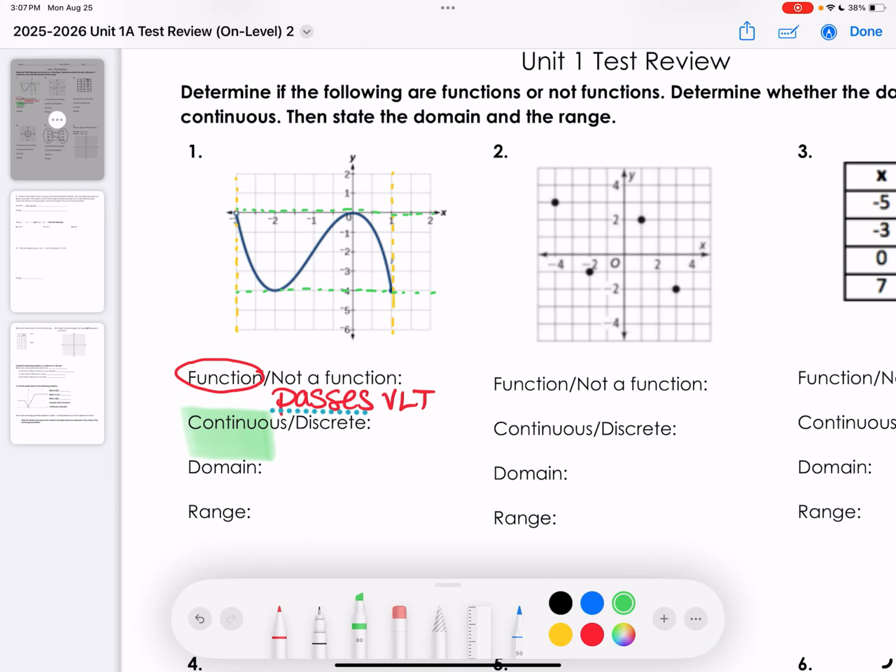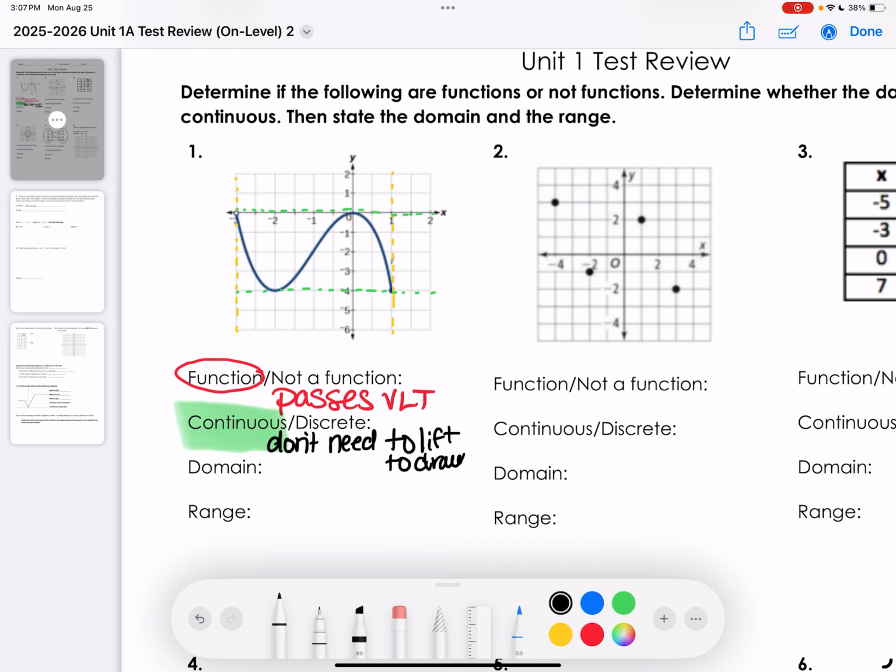Okay, so this is a continuous function. That's fine. We'll just highlight it. Continuous. Okay, so we know it's continuous because it is a line that connects, and at no point do you need to lift your pencil to draw it.